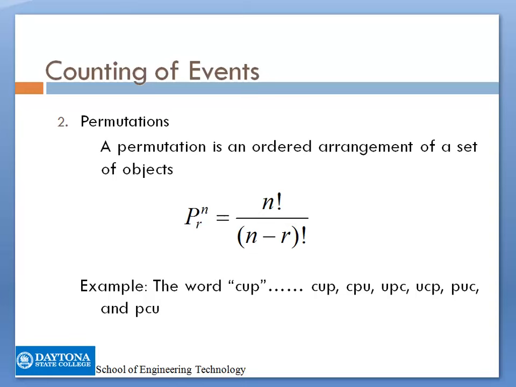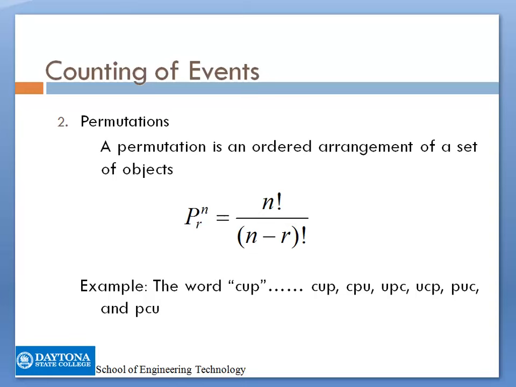Another counterintuitive rule is the permutations. A permutation is defined as an ordered arrangement of a set of objects. It's represented by this formula, in which the number of permutations of any n objects taken r of them at a time is equal to n factorial, which is the total number of objects, divided by the total number of objects minus the number of objects selected out of the total number, factorial.